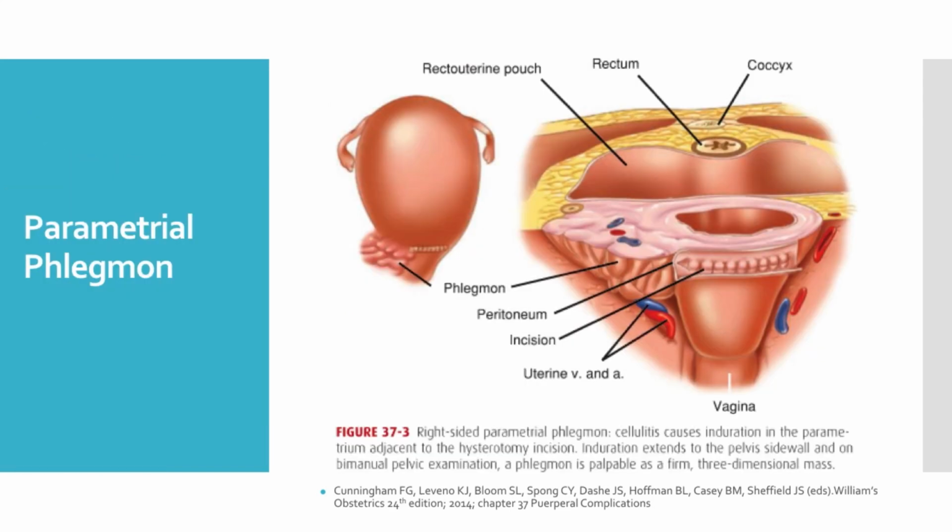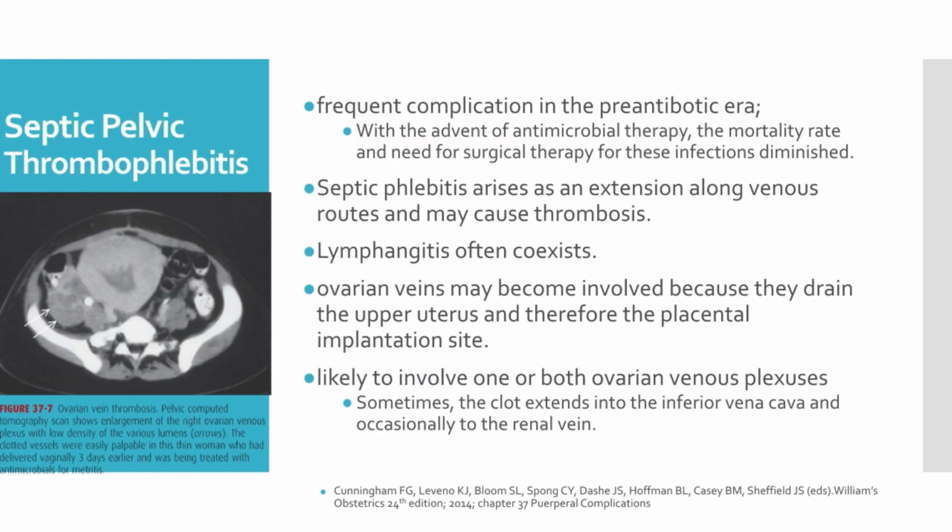Now, this picture shows us a right-sided parametrial phlegmon where the cellulitis causes induration in the parametrium adjacent to the hysterotomy incision. Induration extends to the pelvic sidewall, and on bimanual pelvic exam, a phlegmon is palpable as a firm three-dimensional mass. Next, we have septic pelvic thrombophlebitis.